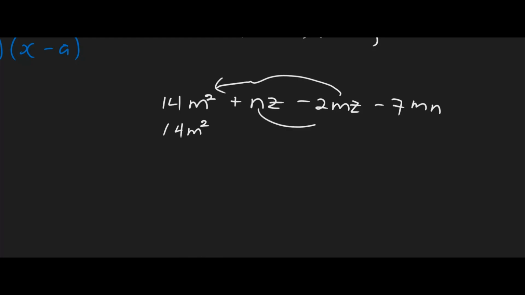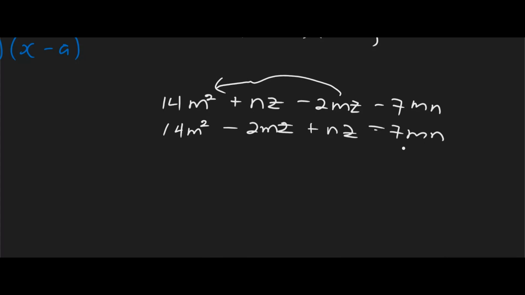I didn't get my direction well. So I'm going to group 14m squared and negative 2mz. And I want to group these two guys too. So let's see what's going to happen. Maybe this time it will work for us. So we have 14m squared, minus 2mz plus nz minus 7mn.